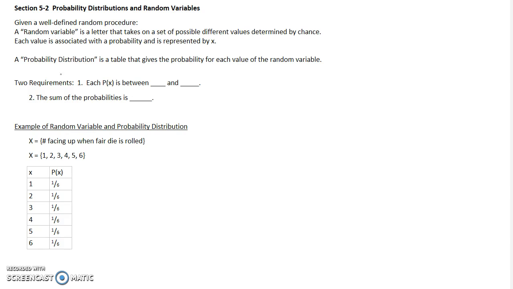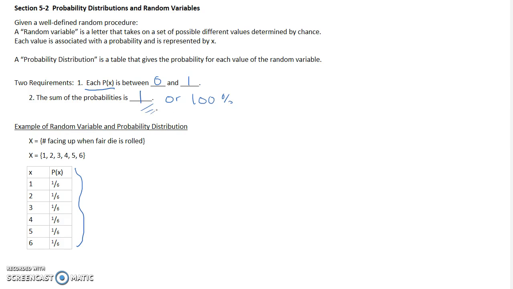So let's go back up and talk about the requirements of a probability distribution. Each P of x, so all of the probabilities in this column, need to be between 0 and 1. And then the other thing is I have to have all of the possible probabilities in this chart. So when I add those P of x values up, they should be equal to 1. Or again, if we were to write that as a percentage, it would be 100%.